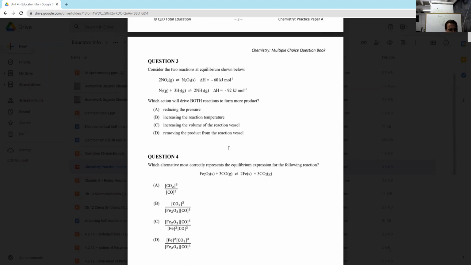So question 4, sticking with the equilibrium. So remember your equilibrium, I'll give you a hint, it's products over reactants. That's all I'll say.